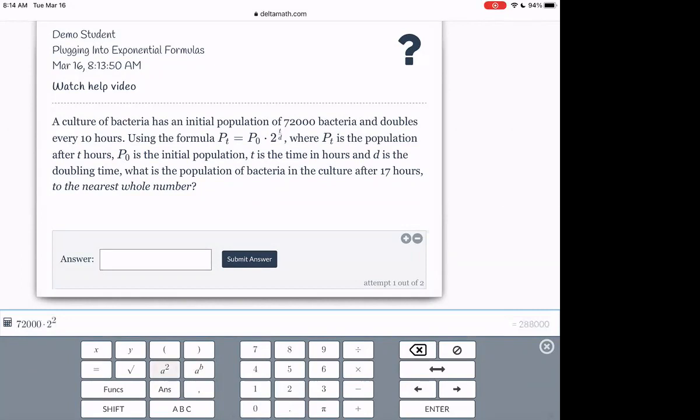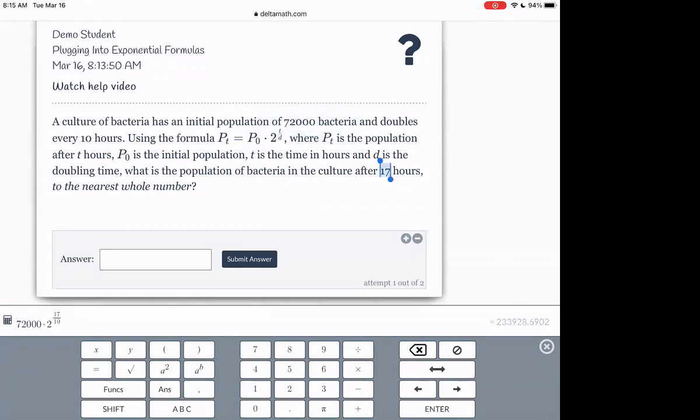So what is the amount of time? Try to highlight it. Okay, it's not letting me highlight. But what is the population of bacteria in the culture after 17 hours, which is the last sentence? Even though it's not letting me highlight it, I will type that in. 17 over, and it has to be T over D. So what is our doubling time? In the first sentence, it says the culture of bacteria has an initial population of 72,000 bacteria and doubles every 10 hours. So our doubling time is 10 hours. So I will have 17 over 10. Sorry, I was really just trying to highlight the words, but it wouldn't let me highlight it.